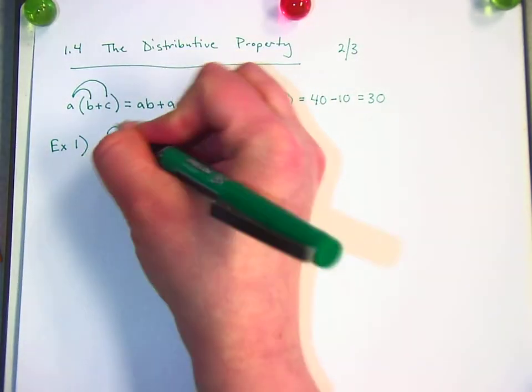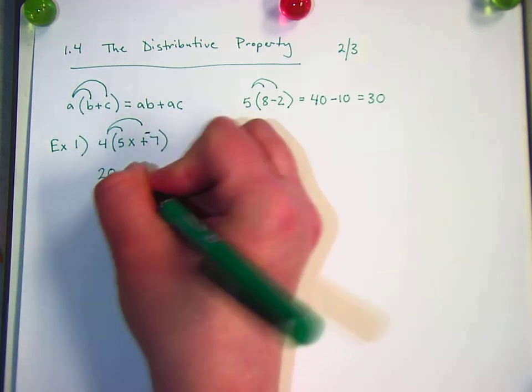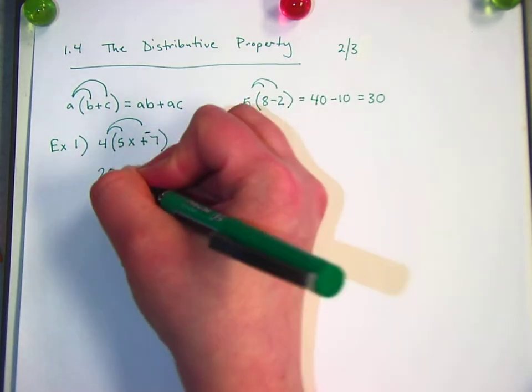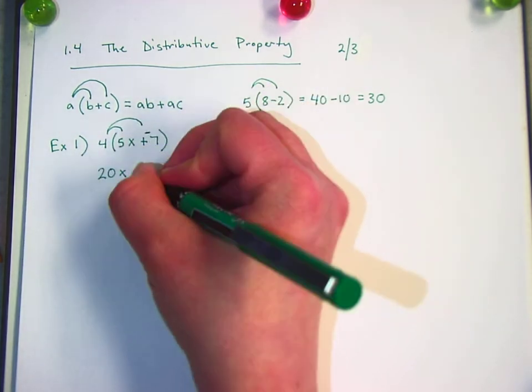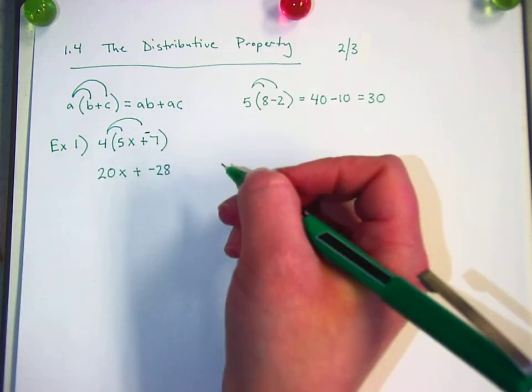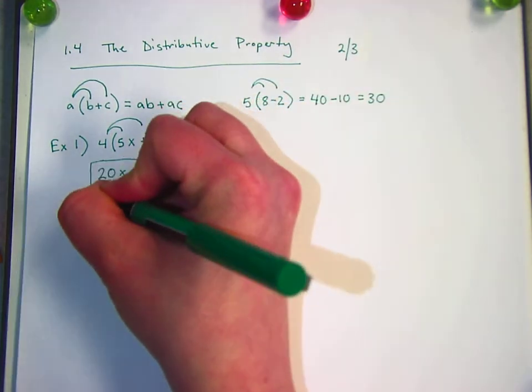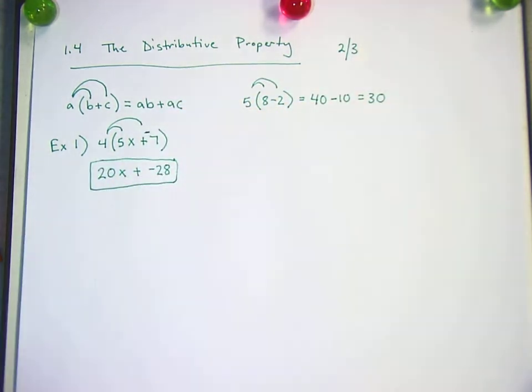And I'm going to distribute 4 to both of these. So this is 4 times 5, which is 20x. The x goes with it. And then 4 times negative 7, which is negative 28, which you could just say is 20x minus 28, or you could say it's plus a negative 28. Either way is correct.